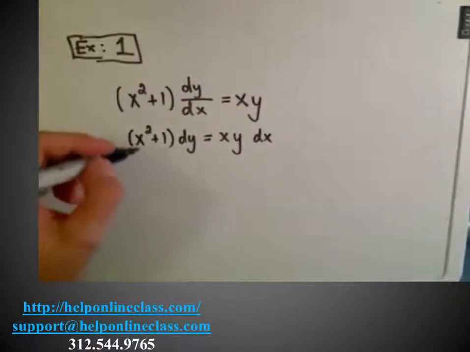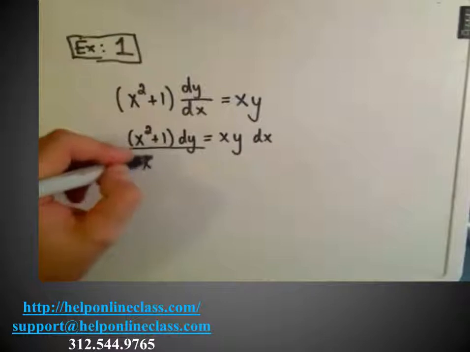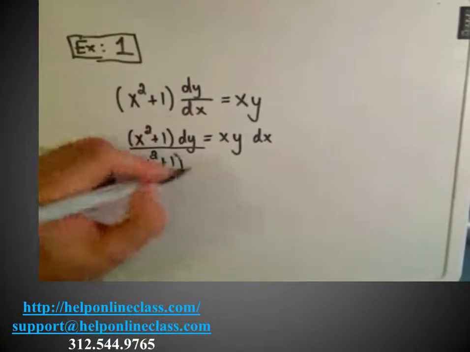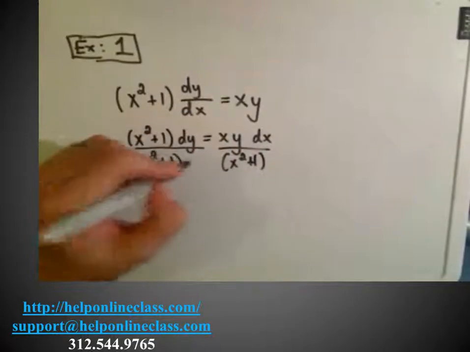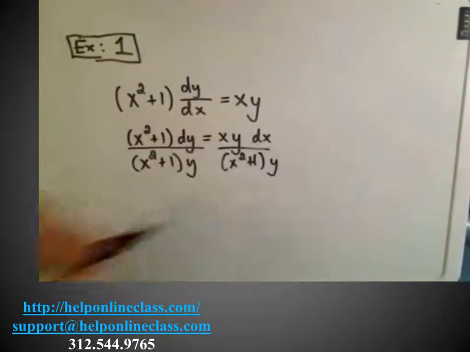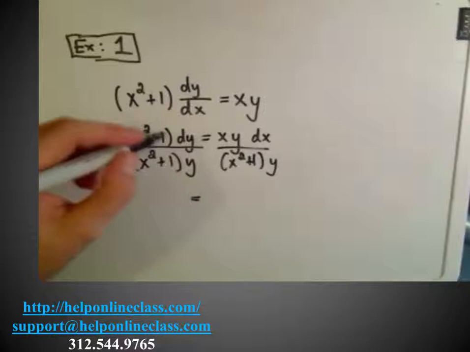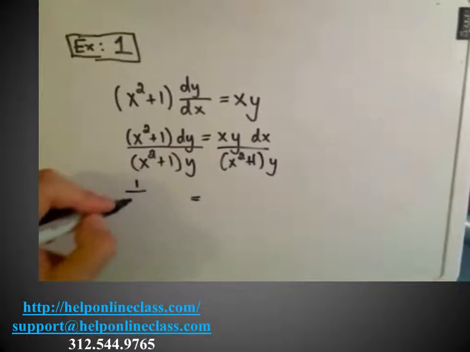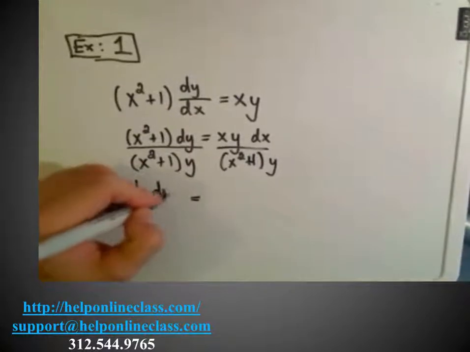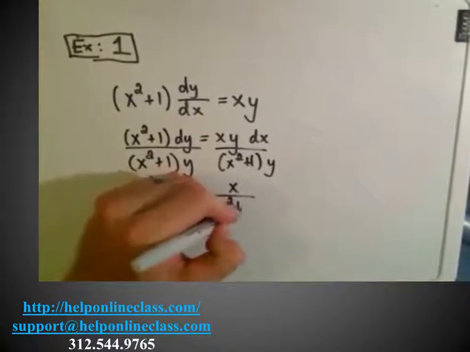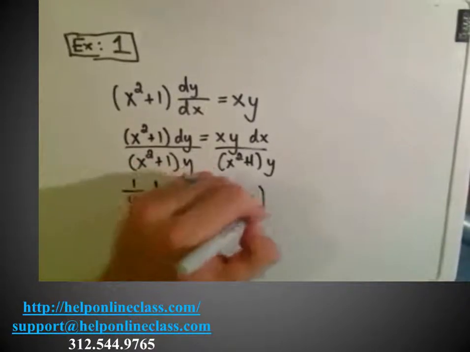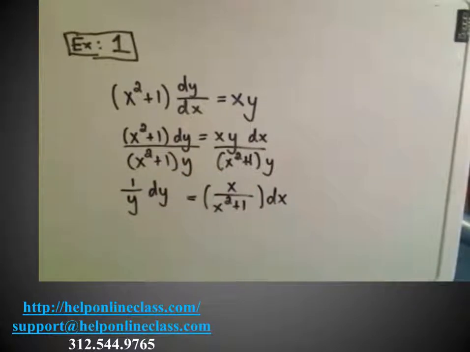Okay, I want to get the x's on one side, so I'm going to divide both sides by x squared plus 1. I'm also going to divide both sides by y at the same time. On the left side, then, I'll be left with 1 over y dy. And then on the right side, I'm left with x over x squared plus 1 dx.